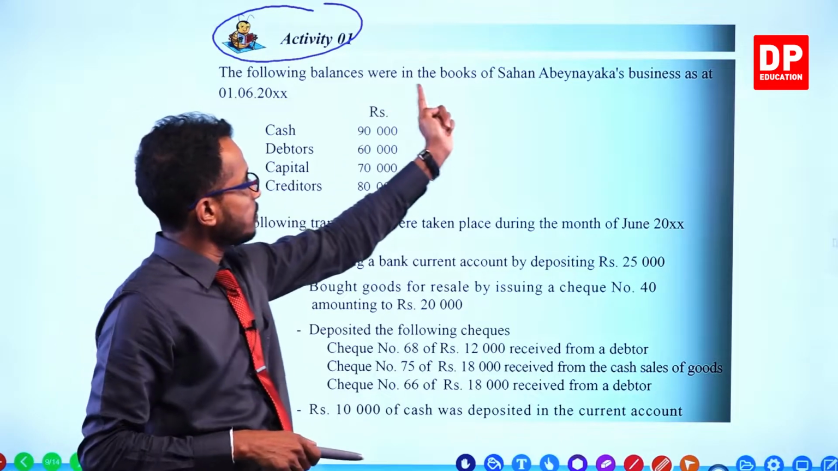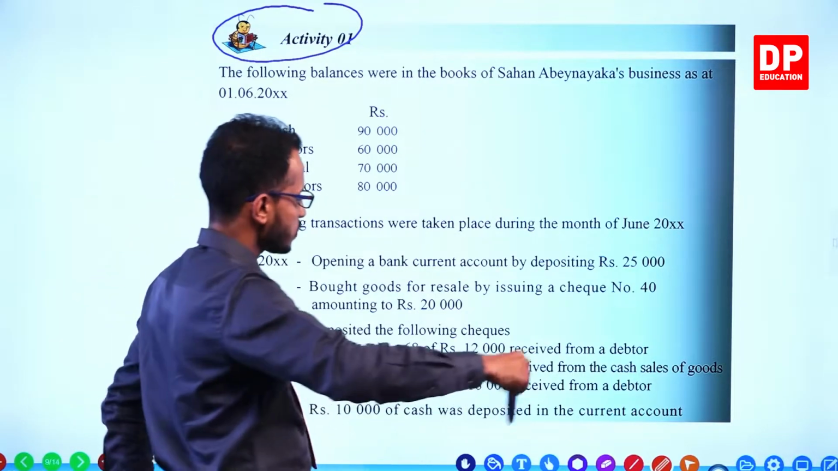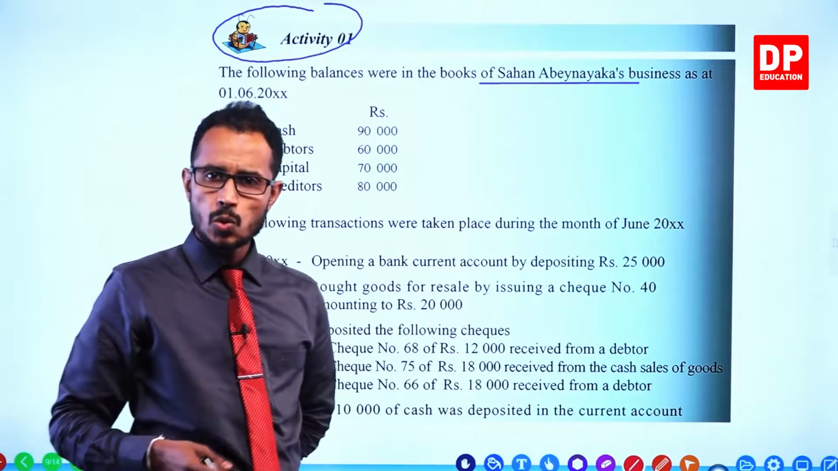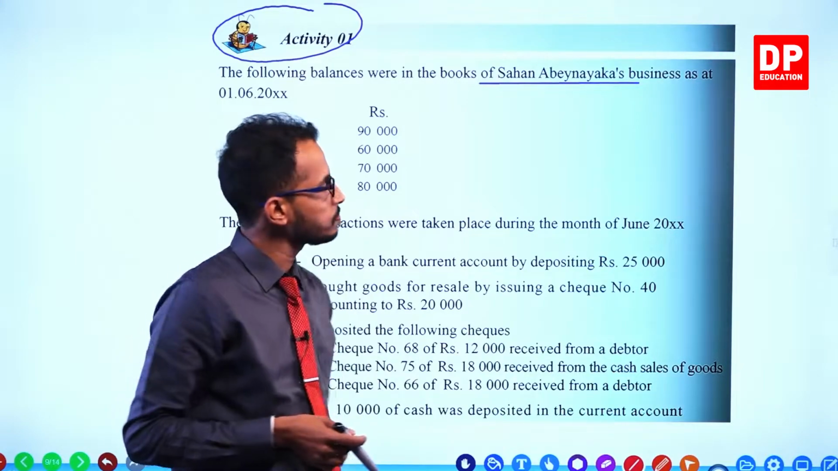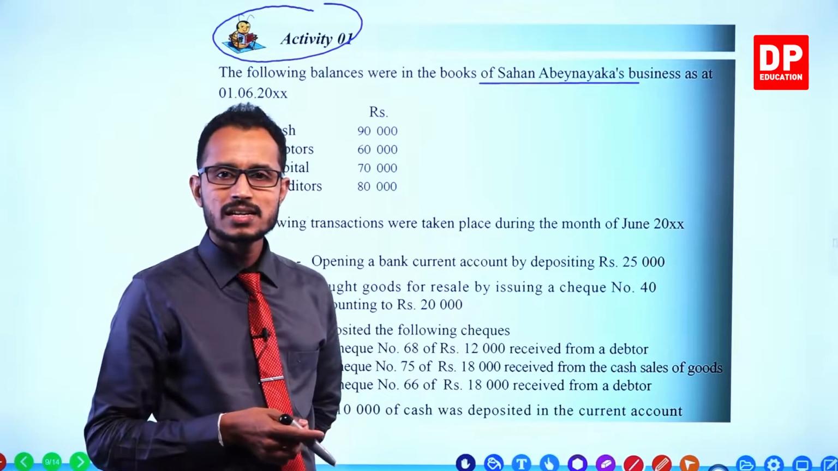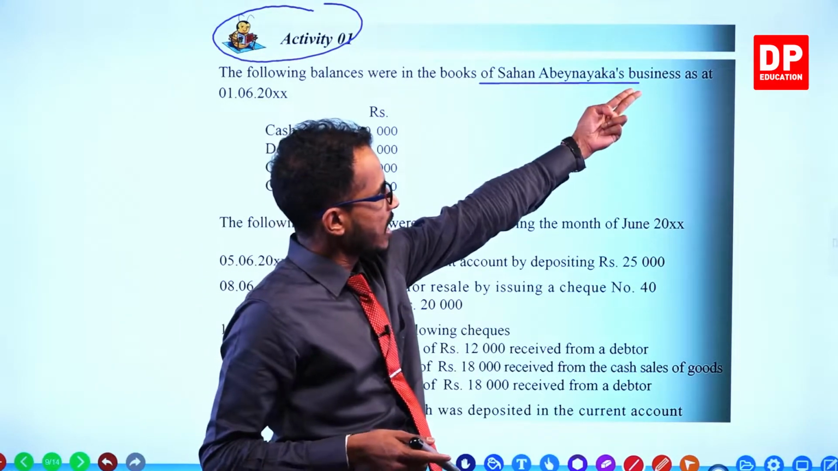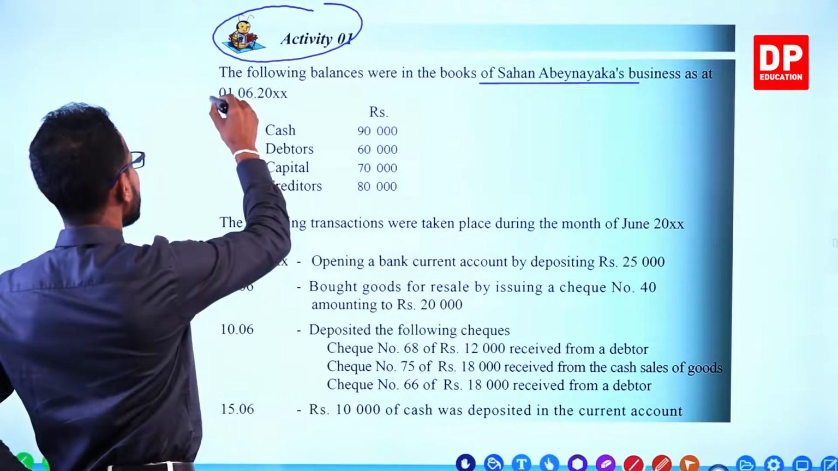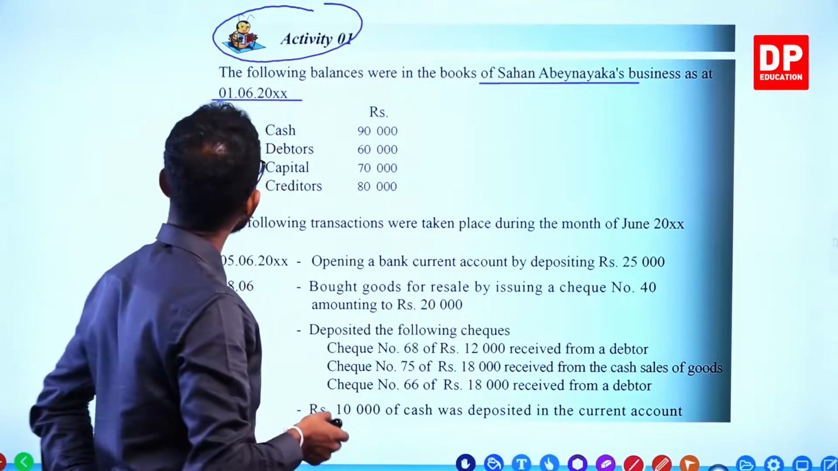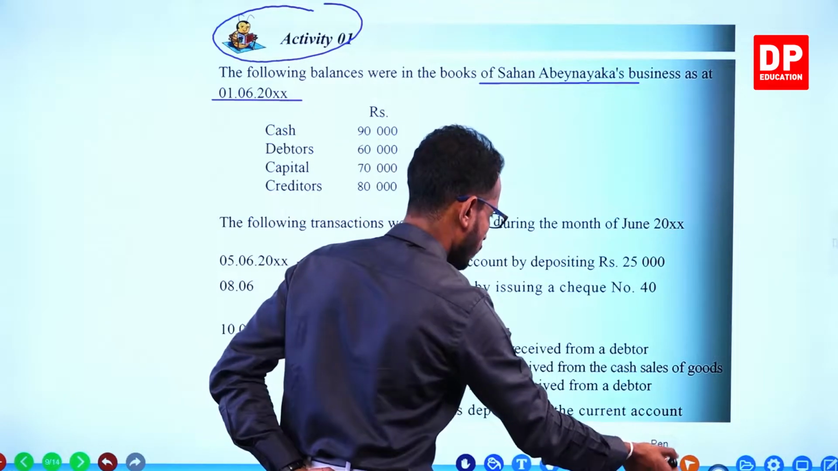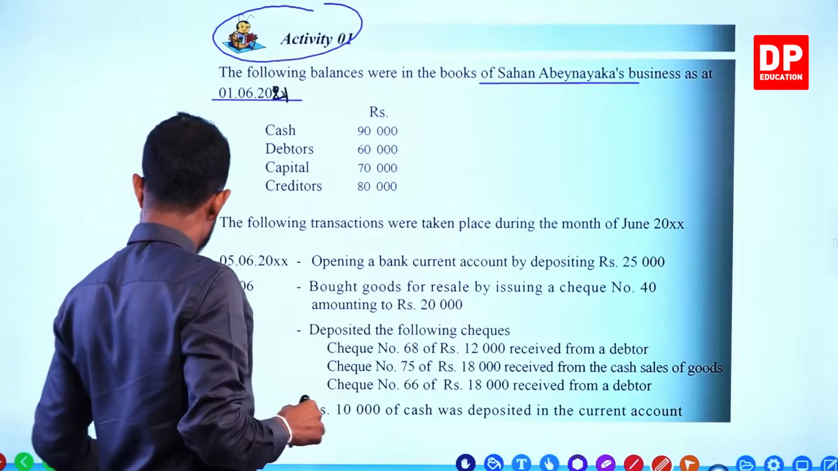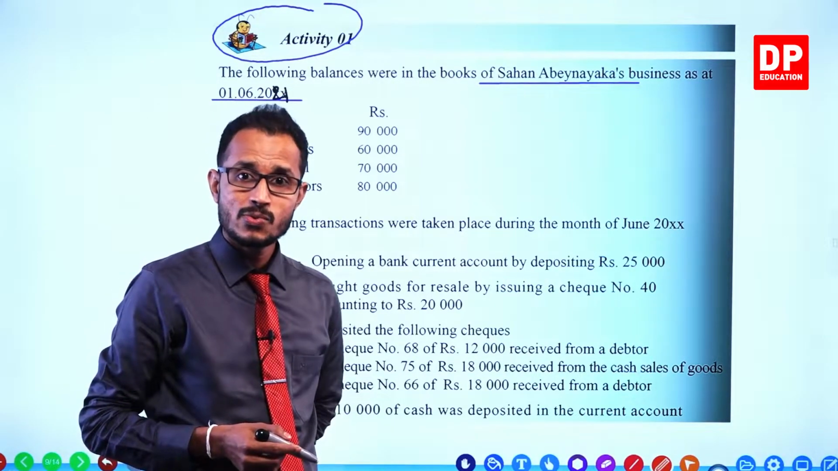The following balances were in the books of Sahanabe Nayaka's business. Right, this guy's name is Sahanabe Nayaka. Sahanabe Nayaka must be a sole trader. Most of the time, the businesses that we get during these lessons are sole traderships. So Sahanabe Nayaka's business, given balances as at 1st June 2021, okay.